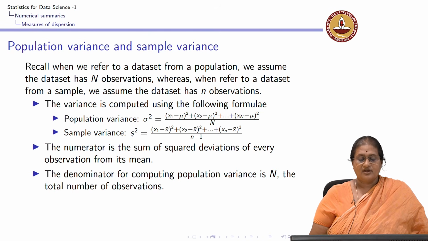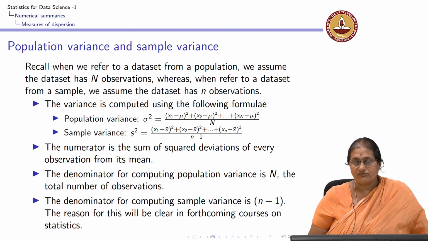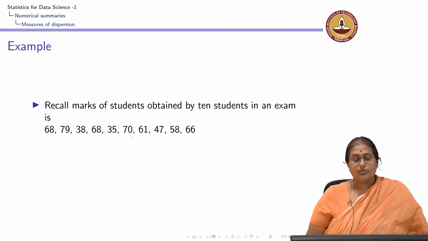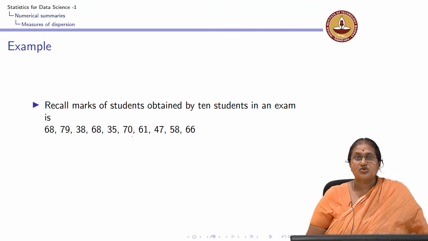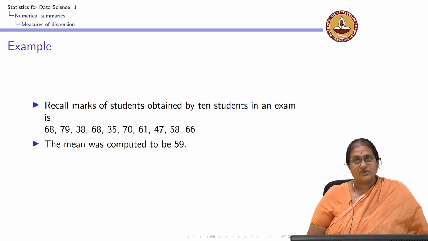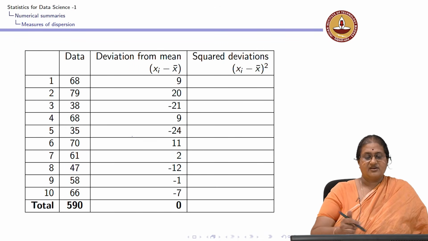The denominator for population variance is n, whereas for sample variance it is n minus 1. The reason will become very clear in the forthcoming courses, but for now we are going to restrict ourselves to sample variance. So again, go back to the same example, the marks obtained by the 10 students in an exam. Remember, we computed the mean to be 59. So let's compute the deviations.